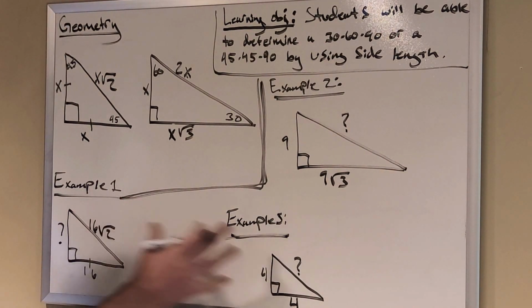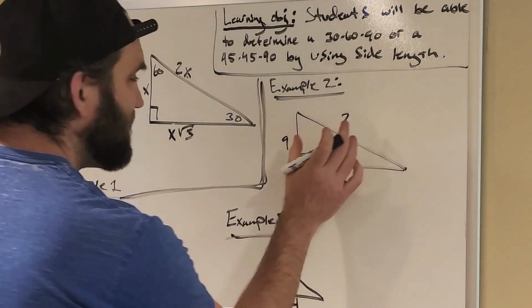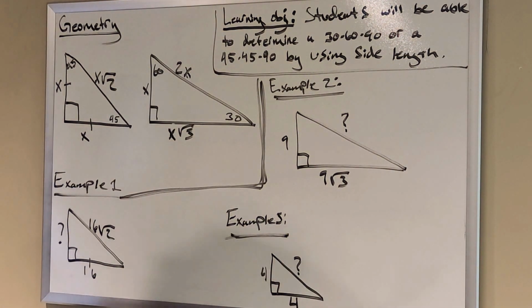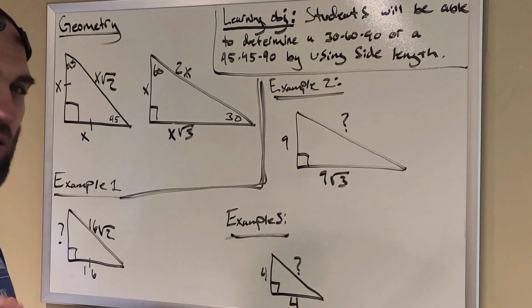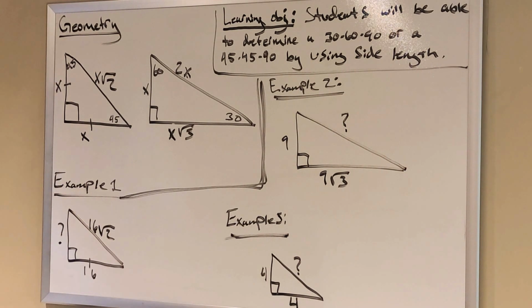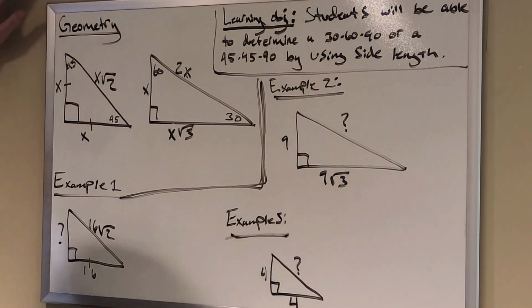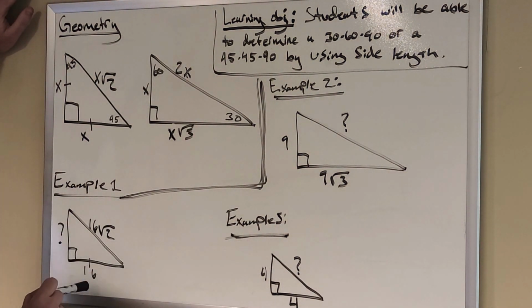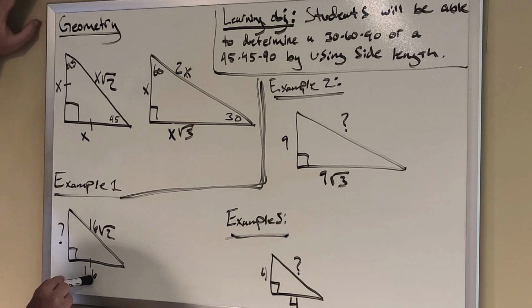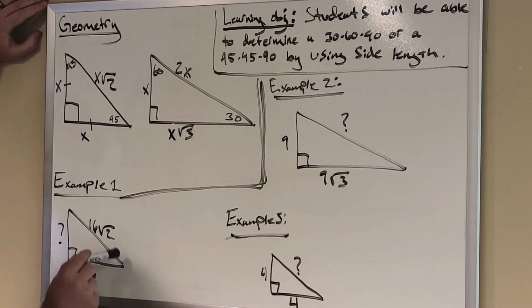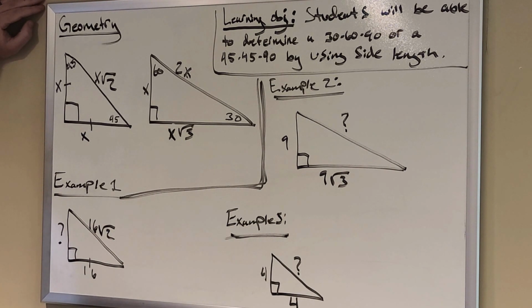Now, I want to look at these examples and focus on what's missing and what type of triangle we believe it is. All right? So, this first one here, I know it's a right triangle. These are all right triangles. I'm given one side is 16, and then the long side as 16 square root 2.